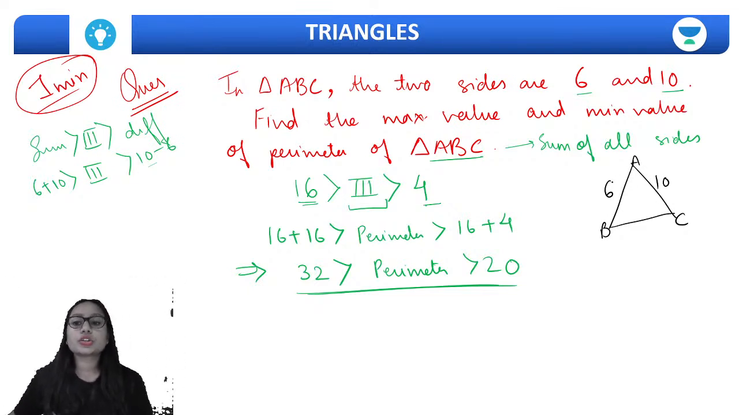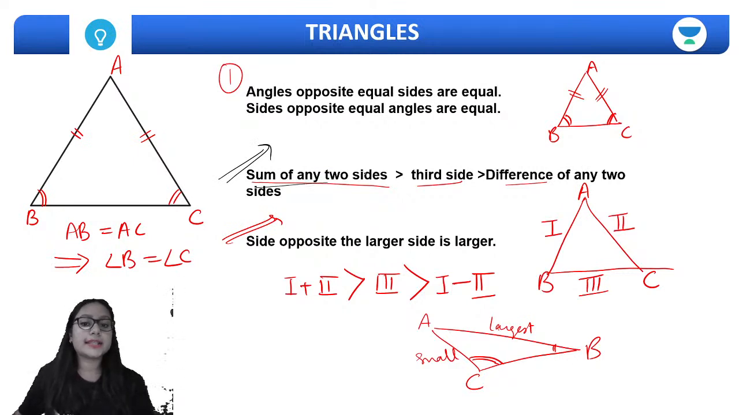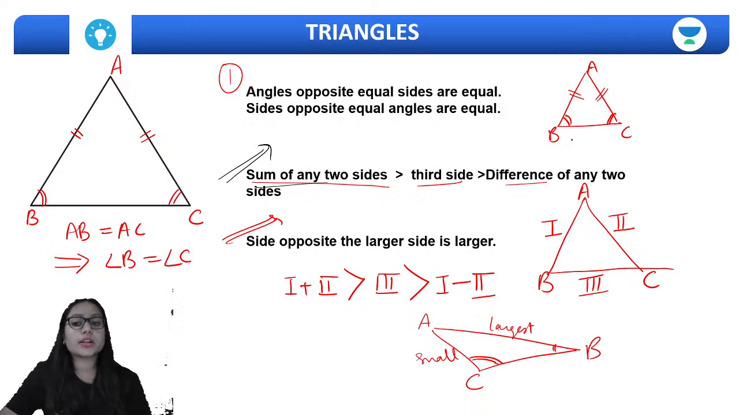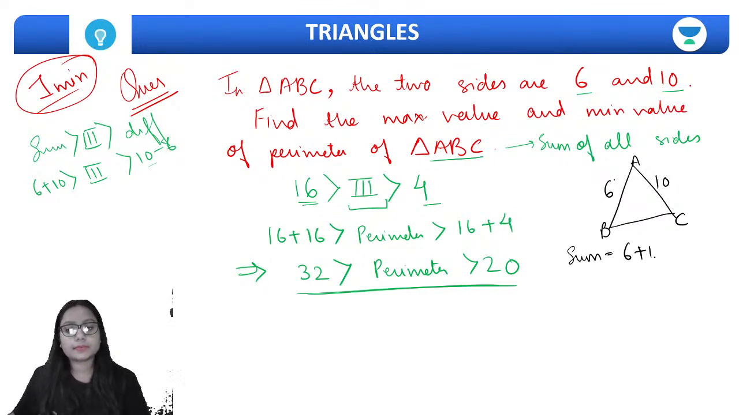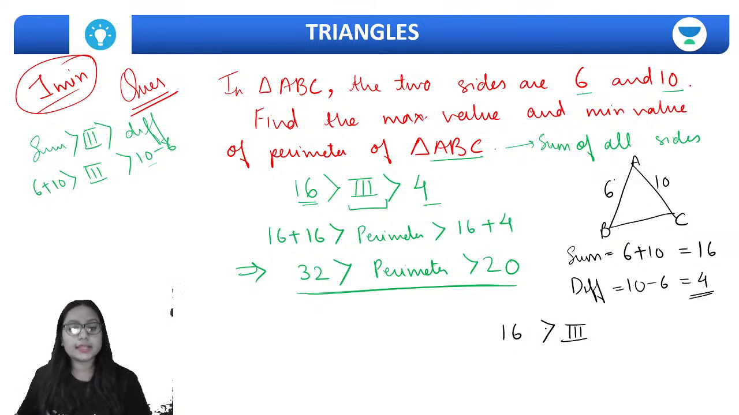So we know from the theorem that we discussed that the sum of two sides is greater than the third side, which is greater than the difference of any two sides. This is what I'm going to apply here. The sum of two sides here is 6 plus 10, which is 16, and the difference of two sides is 10 minus 6, which is 4. Hence I have that the sum is 16 and the difference is 4. This is what I have from the theorem.